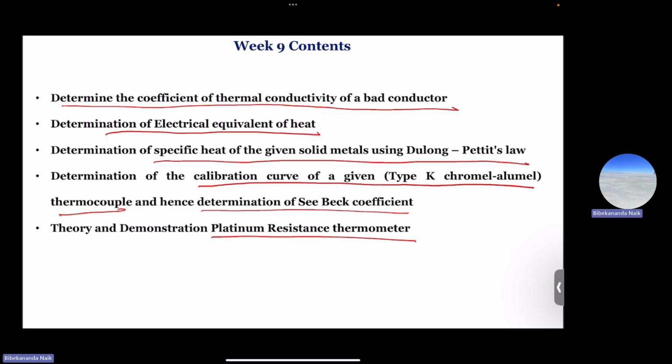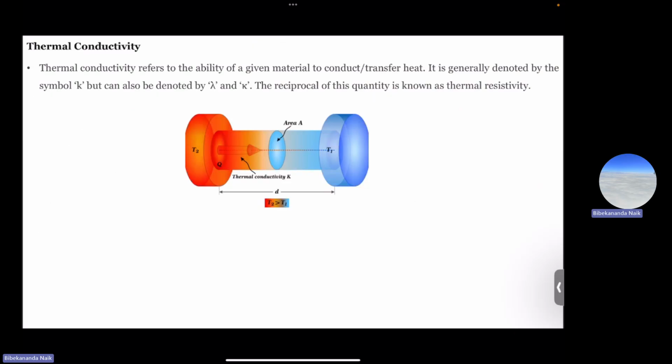Before solving a few problems, let's first discuss the first concept, that is thermal conductivity of a conductor. So what is thermal conductivity? Thermal conductivity refers to the ability of a given material to conduct or transfer heat. There are three ways in which heat is transferred: conduction, convection, and radiation. Conduction is the mode of transport of heat in solids, convection is in liquids, and radiation is in gaseous medium.